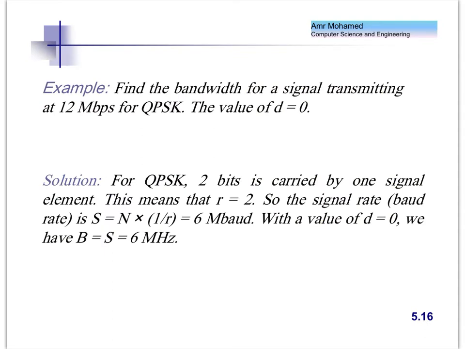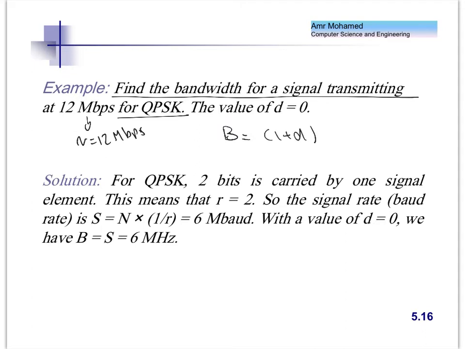So a very quick example. Find the bandwidth for a signal transmitting at 12 megabits per second. So this is N. So N is 12 megabits per second for QPSK with d equal to 0. Of course, the bandwidth is very easy. It's 1 plus d, and d here is 0, times S, and S is N times 1 over r. So because it's QPSK, what's r?